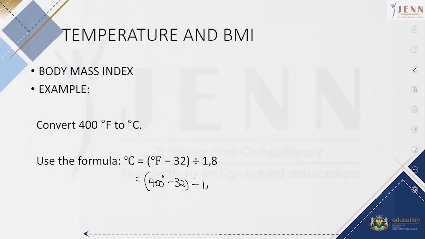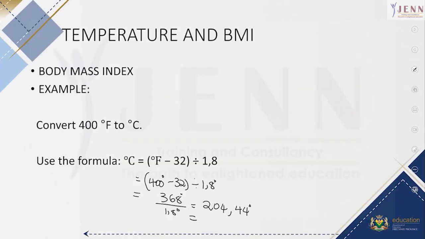Divide by 1,8. What is important is that with some calculators, if you punch everything in, you don't get the correct answer, so I prefer a learner to subtract first, then divide. 400 minus 32 is 368 degrees, divided by 1,8 degrees.